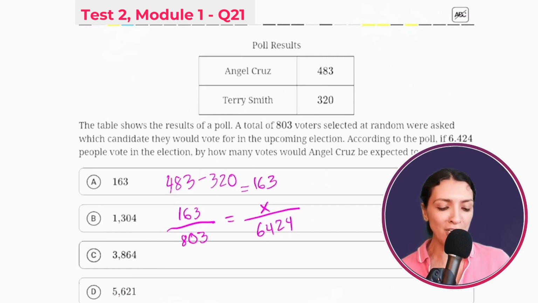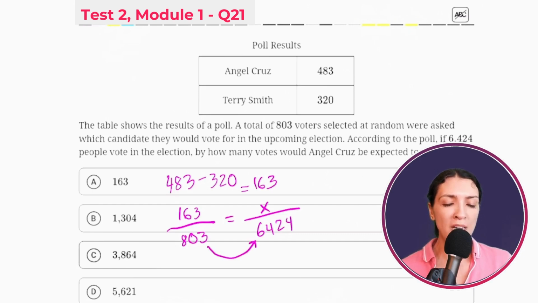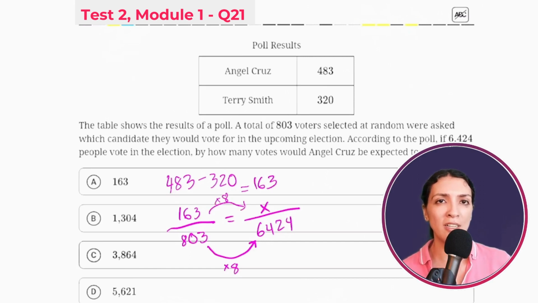Now, of course, you could use your calculator and use cross multiplication, but since we're going to be solving this as an engineer, we're going to see, okay, in order to go from 800 to 6,424, we multiplied the denominator by, say, an 8. And so in order to keep the proportion, we want to multiply the numerator by 8 as well. Now, we could estimate the 163 either as 150 or 200. 200 times 8 is 1,600, which would lead us to choice B.